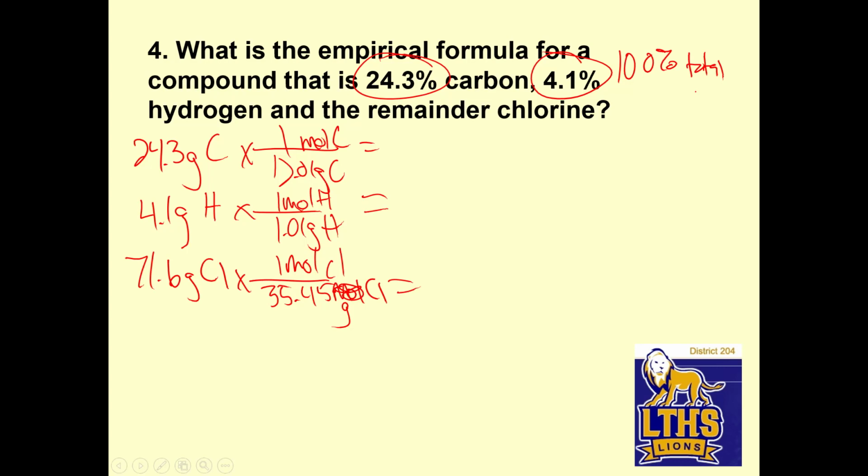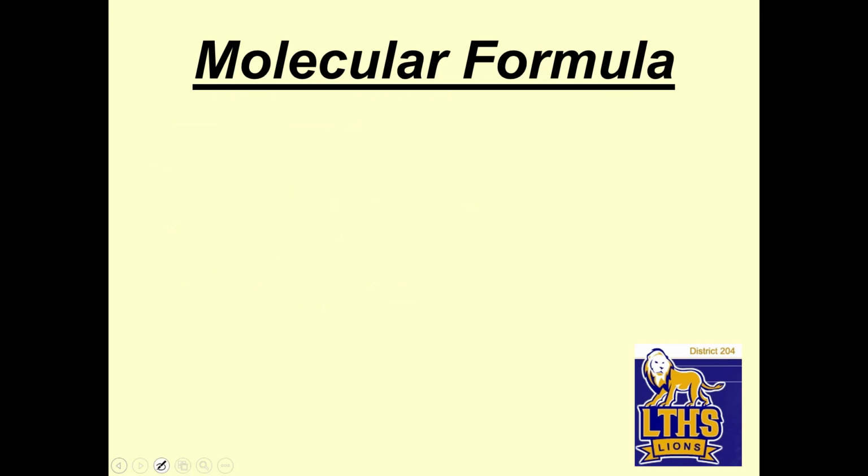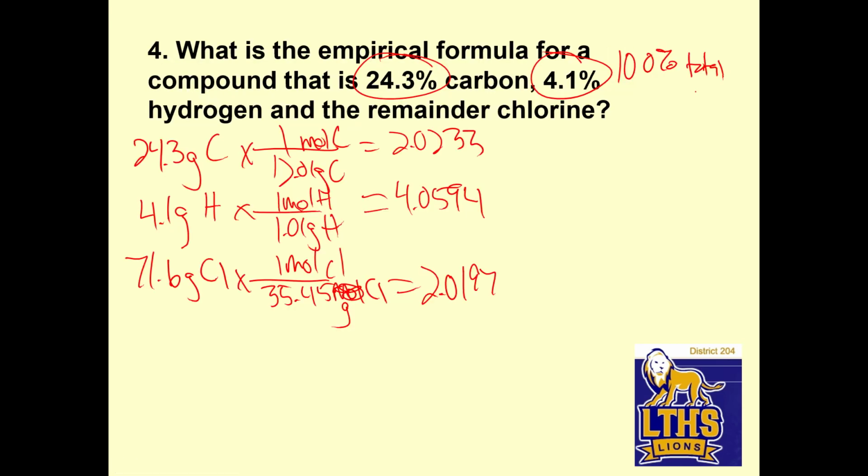So let's do that. 24.3 divided by 12.01 is 2.02. 4.1 divided by 1.01 is 4.05. 71.6 divided by 35.45 is 2.01. And if I was an idiot, I would say, oh, it's C 2.02, H 4.06, Cl 2.01. But they need to be whole numbers. So what we're going to do is divide by the smallest number.